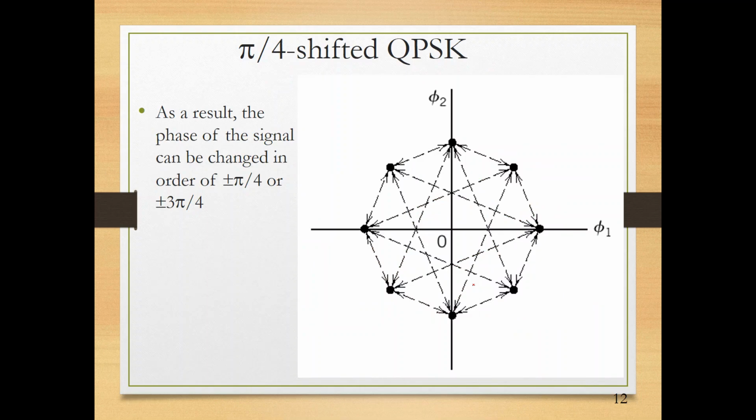What's the resulting constellation diagram? Since you are using 2, this constellation and this constellation, when you put them together, you have an octa constellation, 8 points. The phase of the signal can be changed in this constellation by pi over 4 or 3 pi over 4, plus or minus, of course. What's the phase difference between these 2 points? Anybody can tell me? Pi over 4, because the difference between this and this is pi over 2. This is exactly in the middle, so it becomes pi over 4.